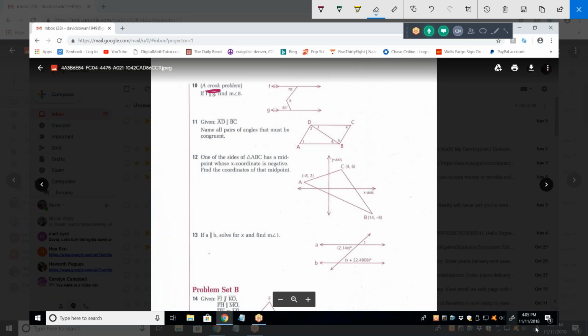All right. So number 11, is that the one you want to do next? Yes. Okay. So AD is, I have a bad habit of misreading these, and so I find it very helpful to go ahead and label up the thing as we're doing the problem. That's the given. Name all pairs of angles that must be congruent.